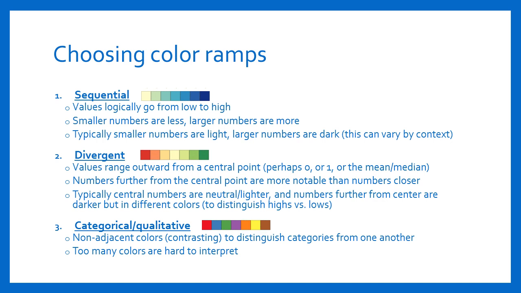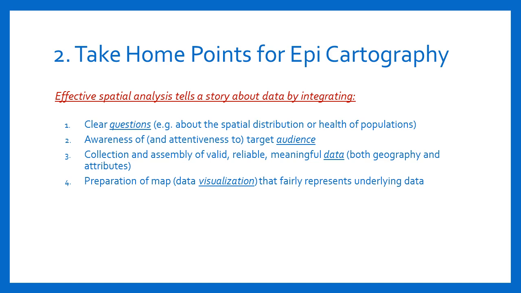And finally, occasionally, I don't actually find I use this very often, but occasionally we might use categorical or qualitative ramps. In other words, they're intentionally designed to not go in order because they don't represent ordinal variables. They represent qualitatively different variables.